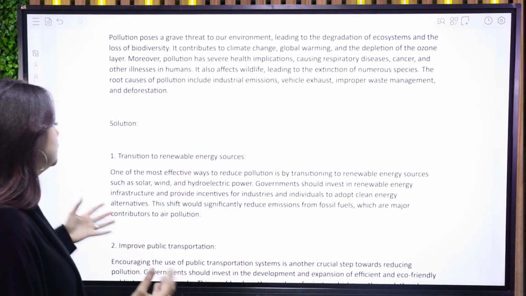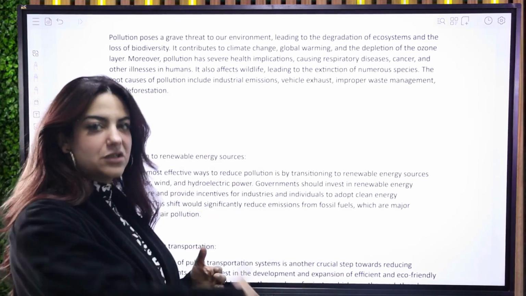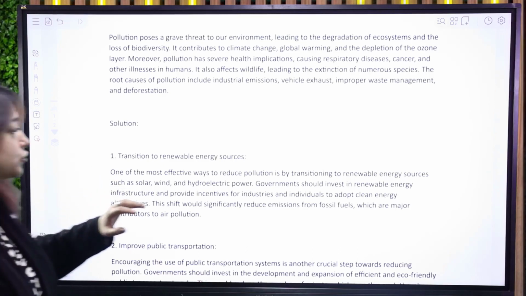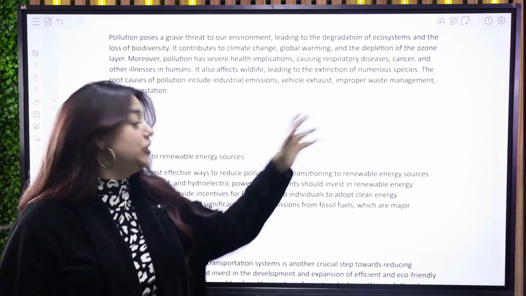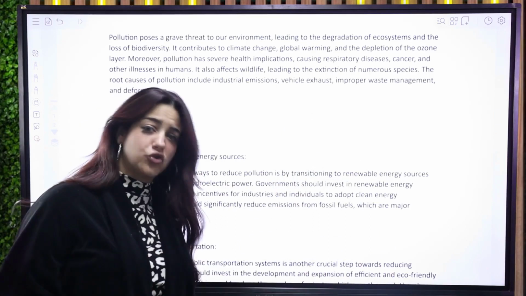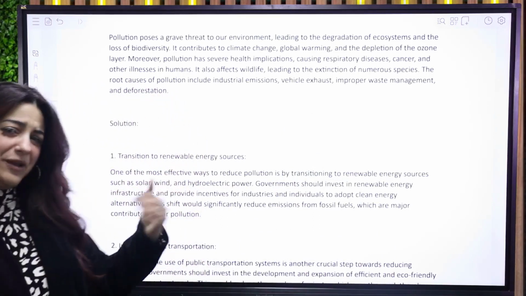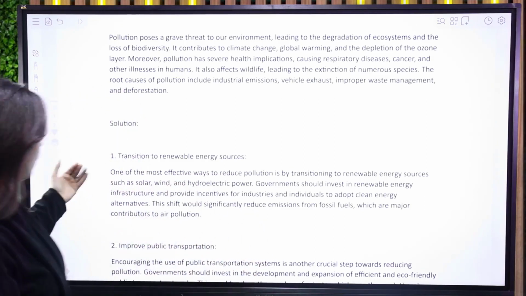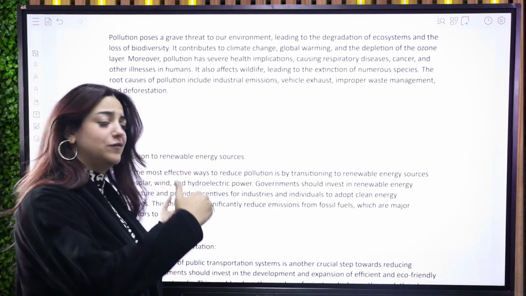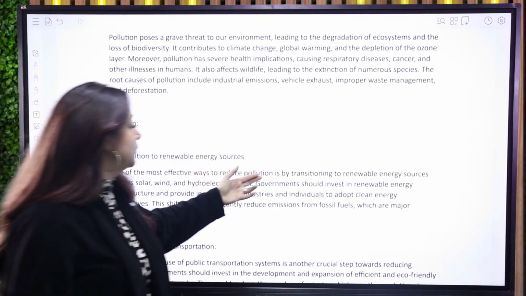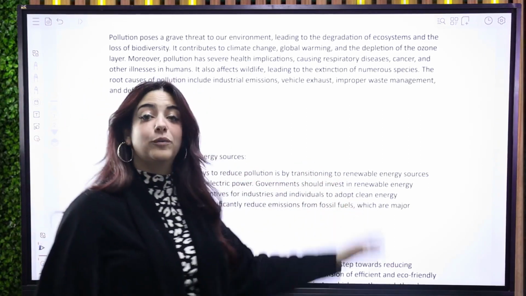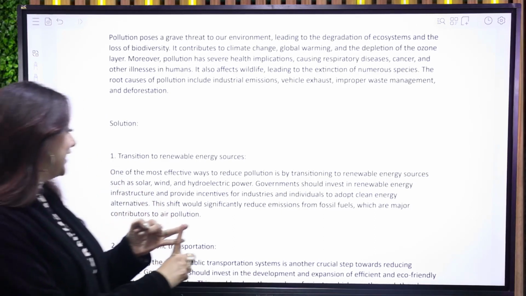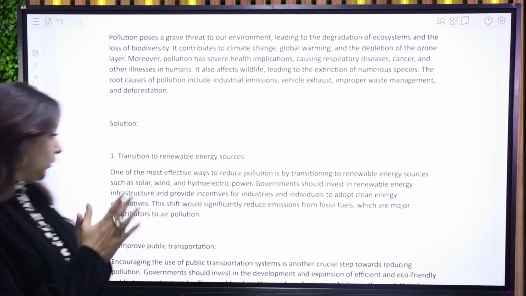So in order to maintain resources and energies, we have to reduce the pollution by transitioning to renewable energy resources. So one way, this is the beginning of my solution paragraph. One of the most effective ways to reduce levels of pollution is by transitioning to renewable energy sources such as solar, wind, and hydroelectric power.